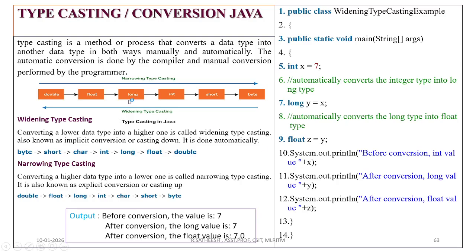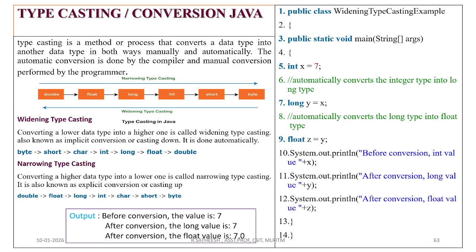Converting one data type to another data type, both manually and automatically, we can call it typecasting. The automatic conversion is done by the compiler and the manual conversion is performed by the programmer. If it is automatic conversion by the JVM, no need to tell. The compiler will convert if it is feasible, no need to ask. Automatically, one type to another type is possible.